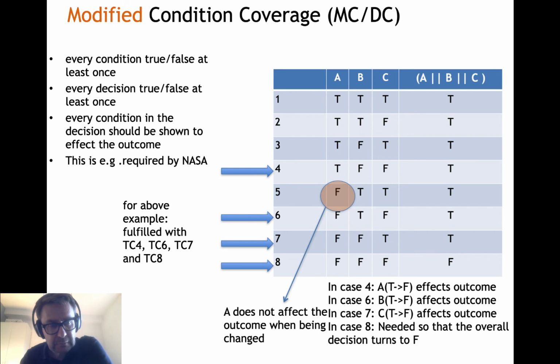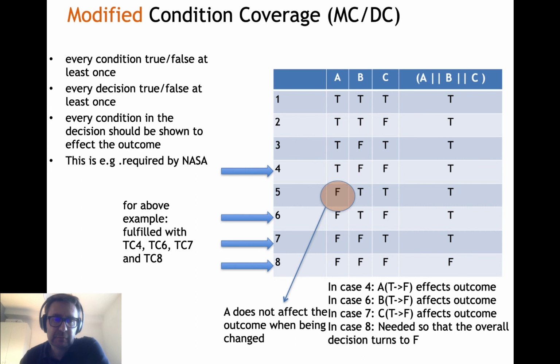Here, every condition must be true and false at least once, so atomic conditions. And every decision, so the top level decision, has to be true and false at least once. And then we have to show that every atomic condition and decision should affect the outcome. So this is required in many safety critical domains, such as aerospace by NASA and so on. So what can we do? If we select out of these 8 here, it's a smaller example. A, B, and C are the atomic conditions, and the root top level is A or B or C.